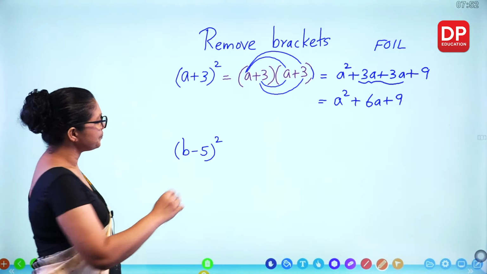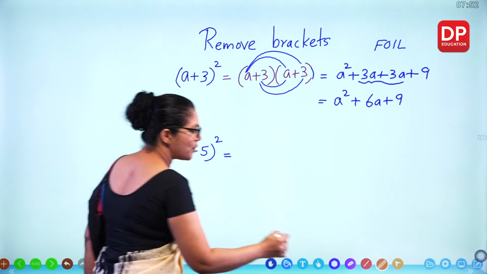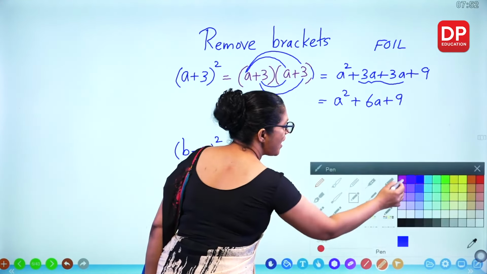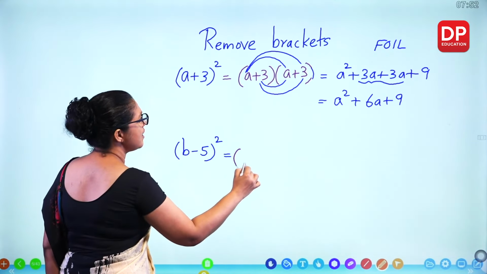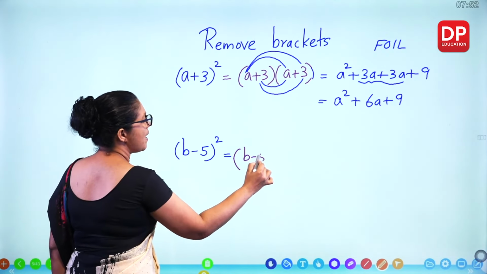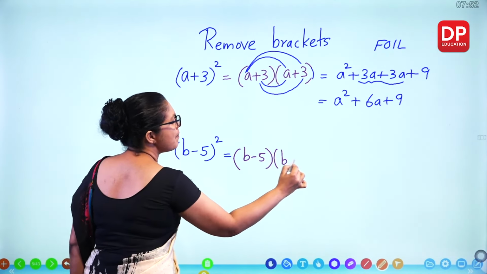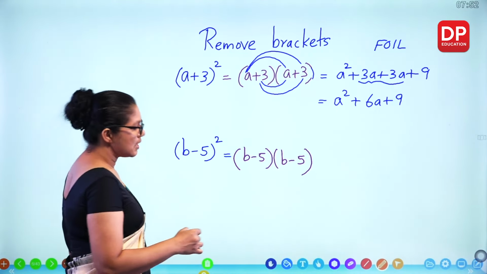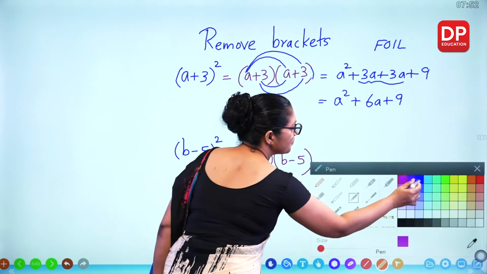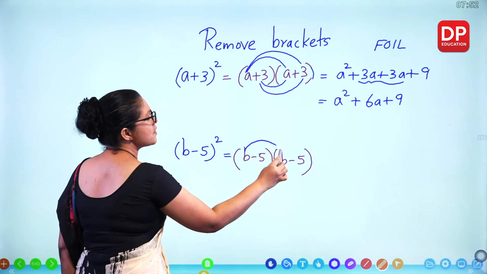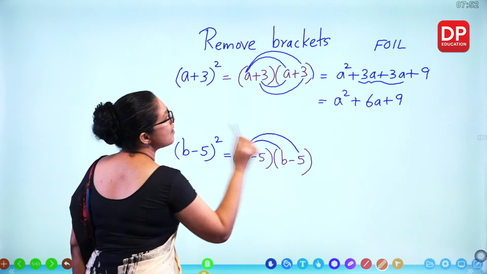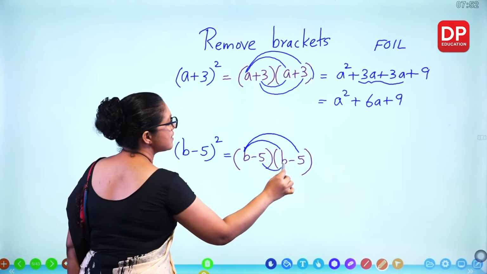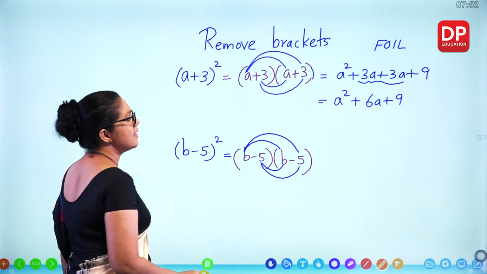This one, how you expand when you get a square term? You write down the same thing twice. (b minus 5) times (b minus 5). Then what you do? You use rainbow method. First with first, outside numbers, inside, and last with last.